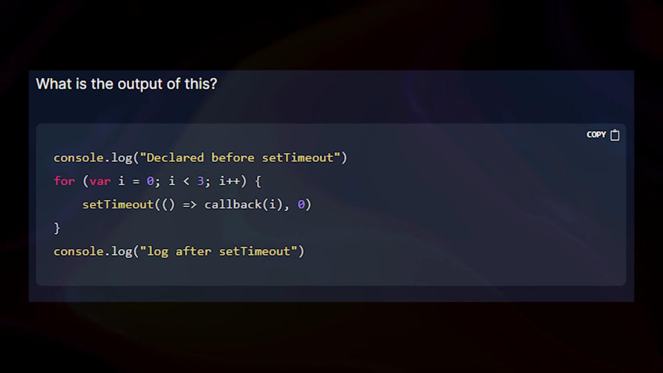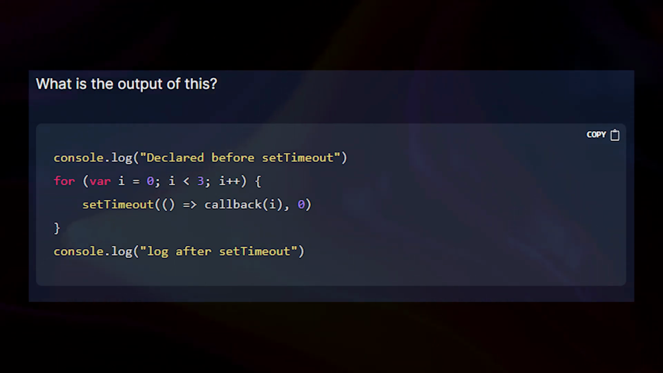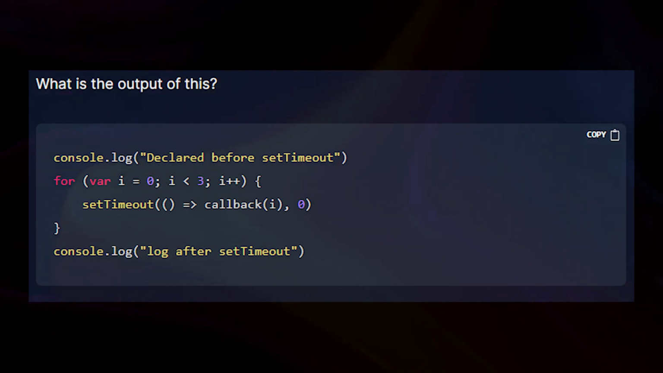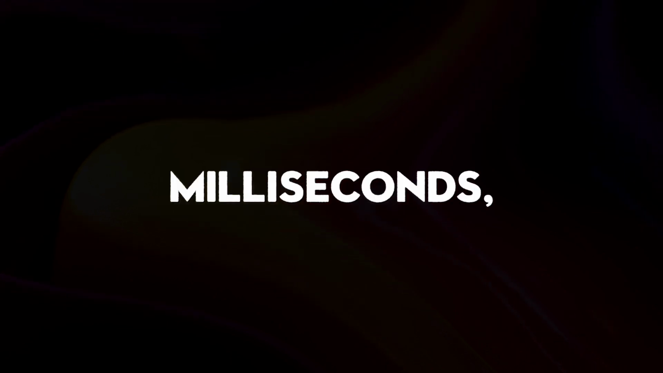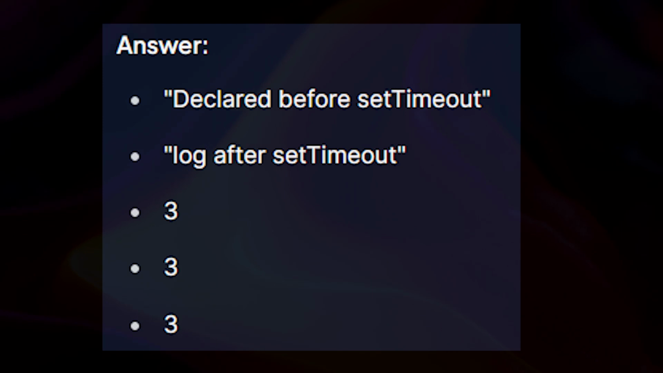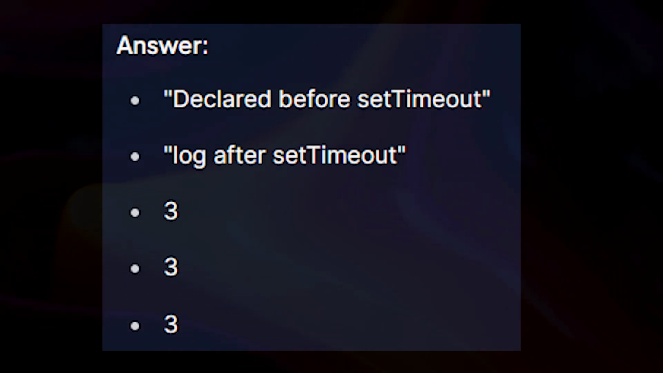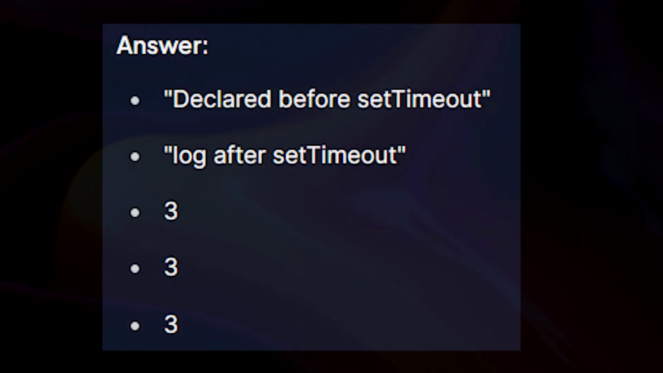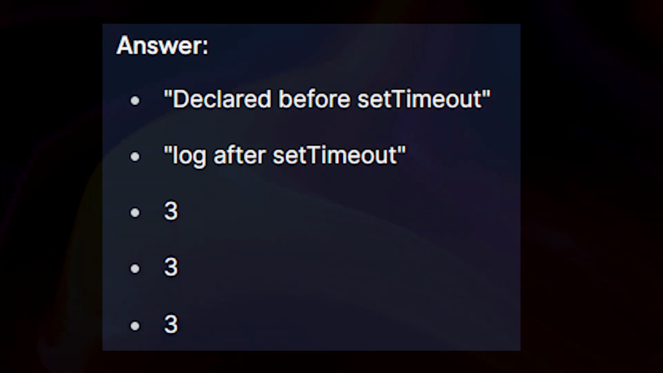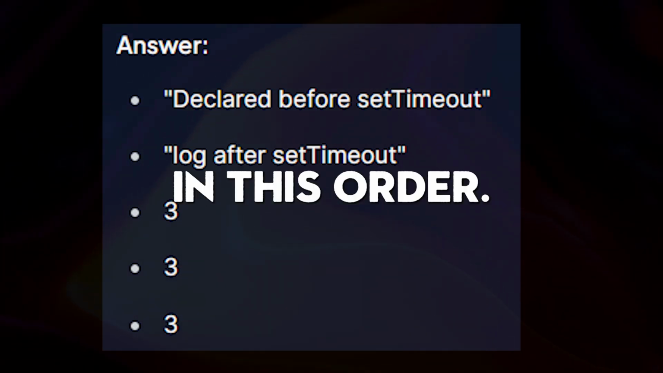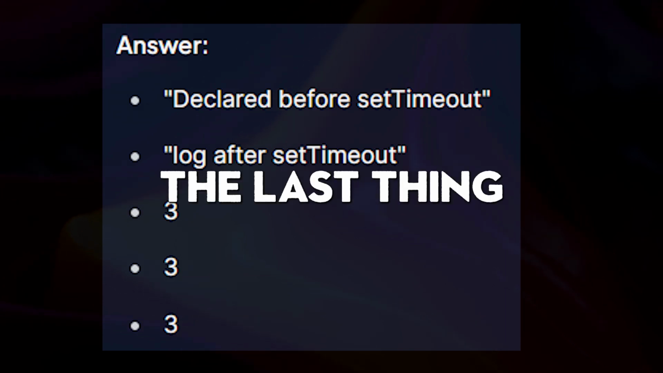Now, how about this one? Notice the 0 milliseconds and the var keyword. What is the answer, do you think? Even though we have 0 milliseconds, that does not mean it will be executed immediately. So the answer will be: declared before setTimeout, then log after setTimeout, and then 3, and then 3, and then 3, in this order. So the setTimeout will be the last thing executed.